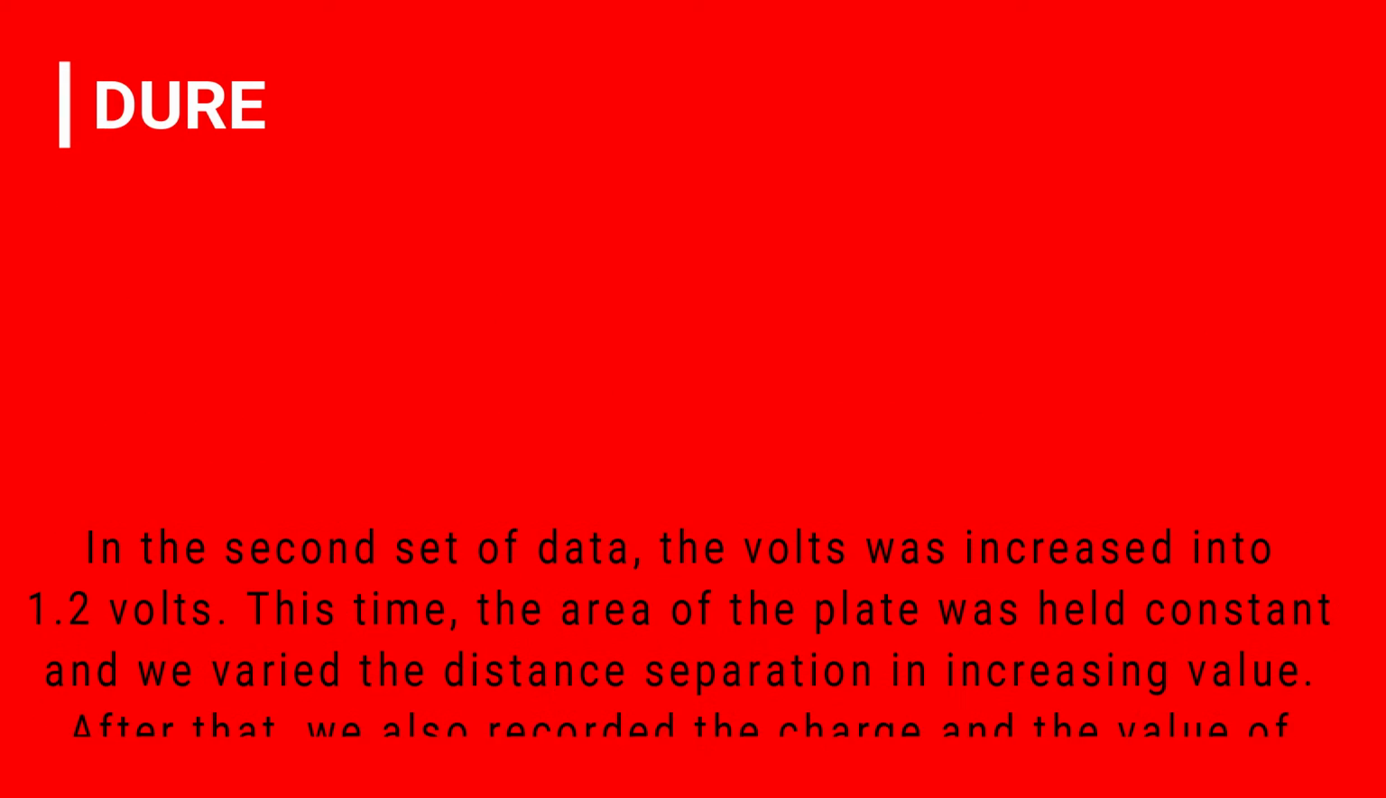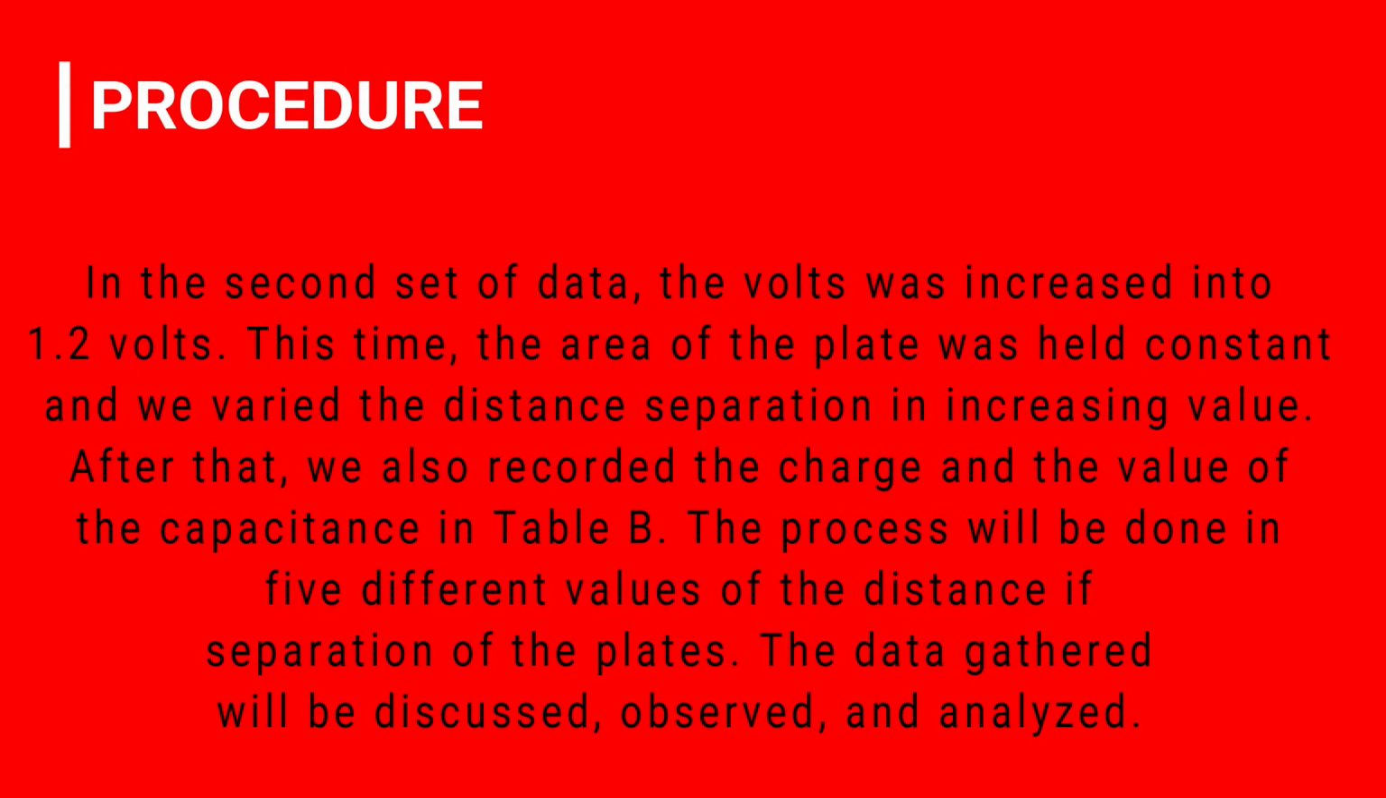In the second set of data, the voltage was increased to 1.2 volts. This time, the area of the plate was held constant, and we varied the distance of separation in increasing value. After that, we also recorded the charge and the value of the capacitance in Table B. The process will be done in 5 different values of distance of separation of the plates. The data gathered will be discussed, observed, and analyzed.